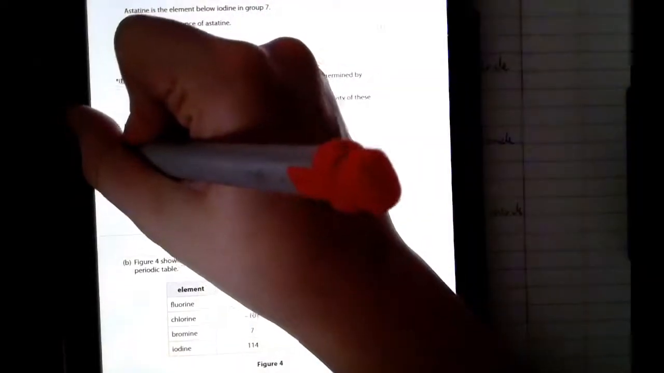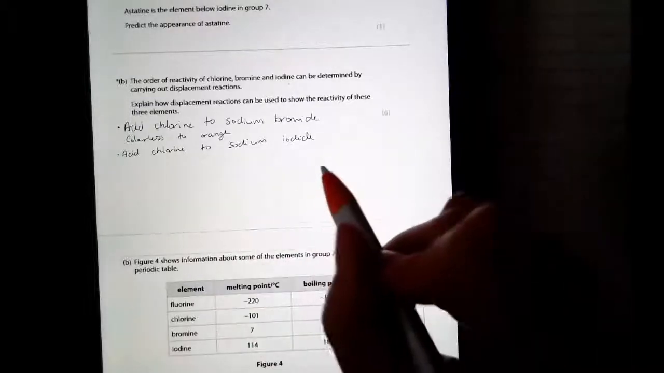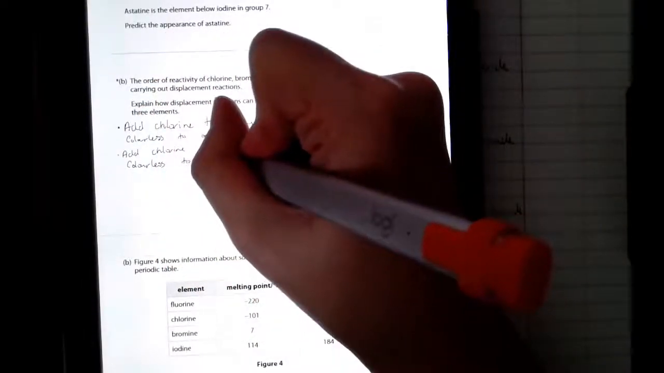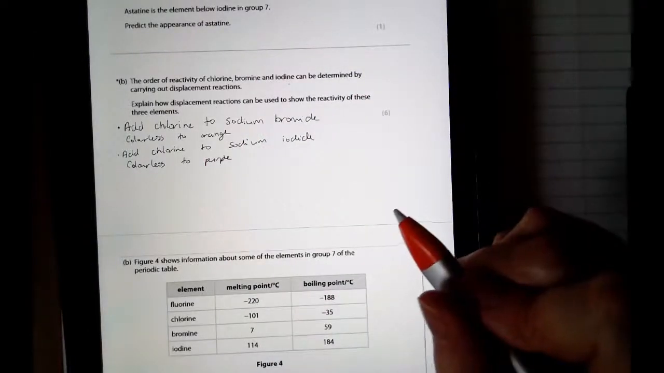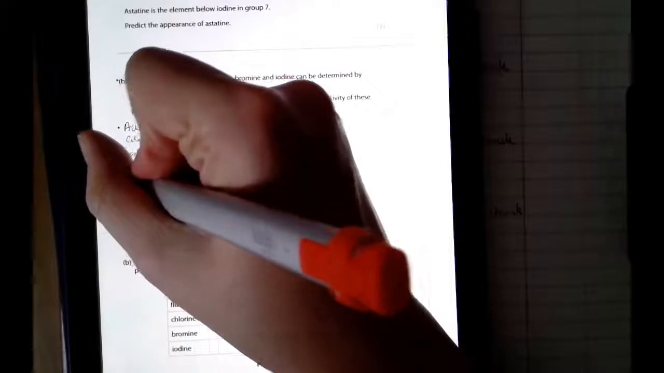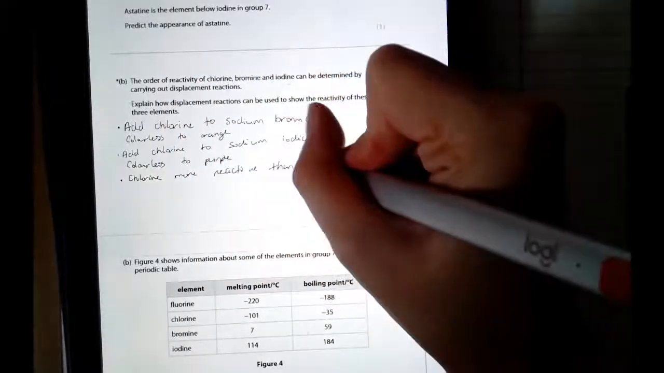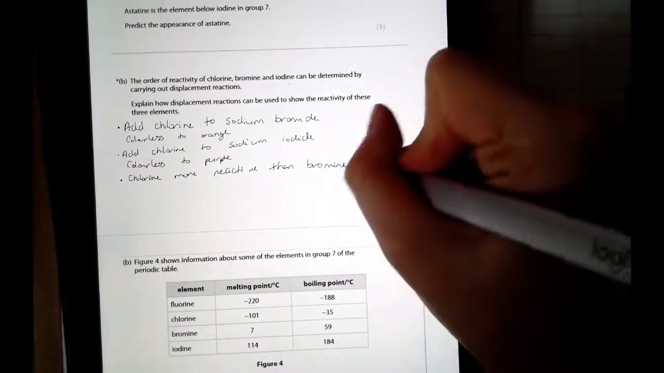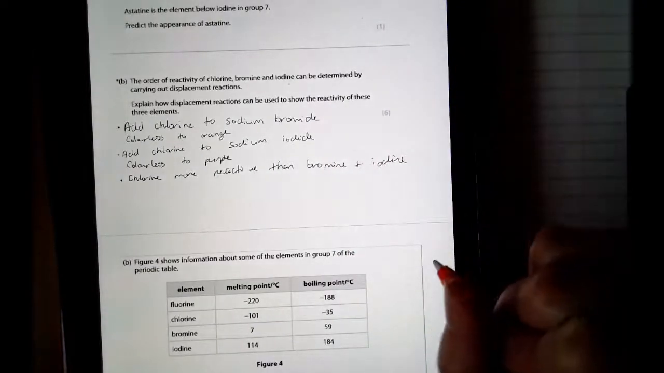You could then say, add chlorine to sodium iodide. Again, chlorine is more reactive than iodine, so again, you're going to expect to see a reaction. You'll see a color change from colorless to purple. Because both of these reactions went ahead and you saw a color change in both cases, you can then conclude that chlorine is more reactive than bromine and iodine. So you've established that chlorine is the most reactive of the three.